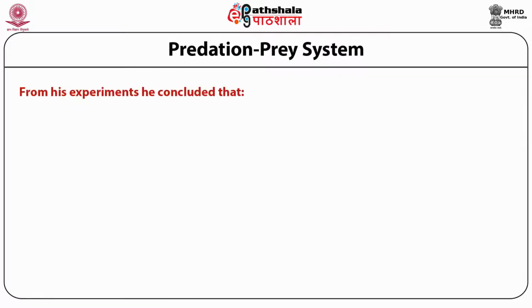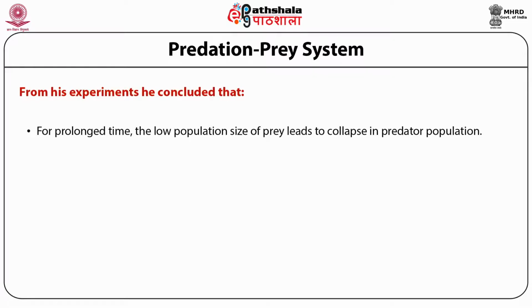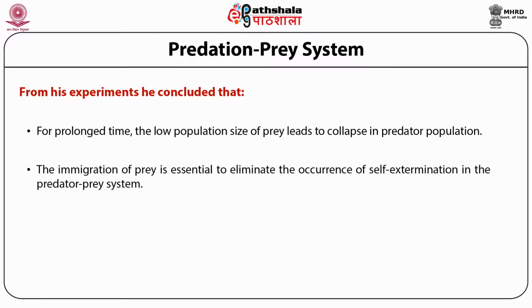From his experiments, he concluded that for a prolonged time, a low population size of prey leads to collapse in the predator population. The immigration of prey is essential to eliminate the occurrence of self-extermination in the predator-prey system.